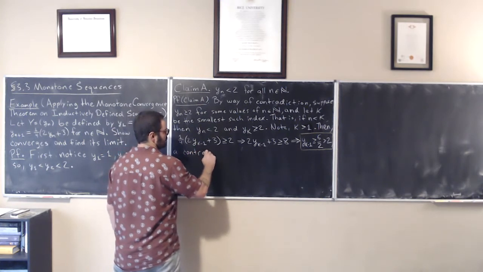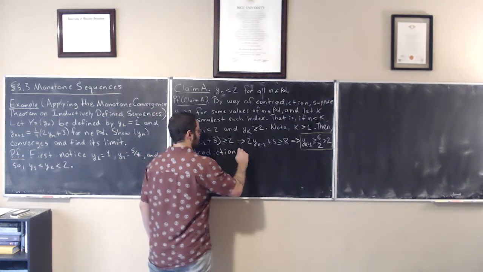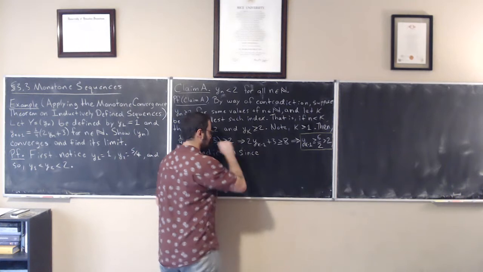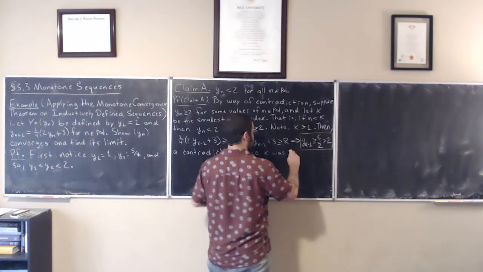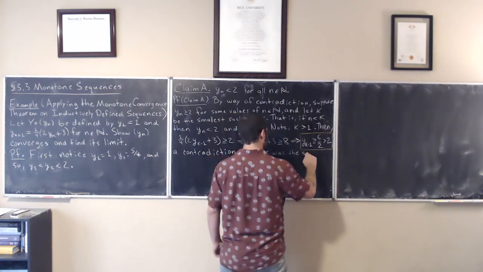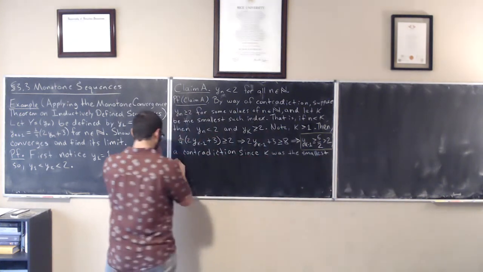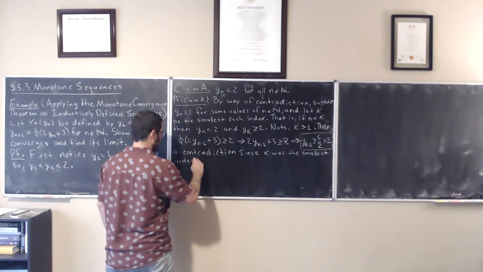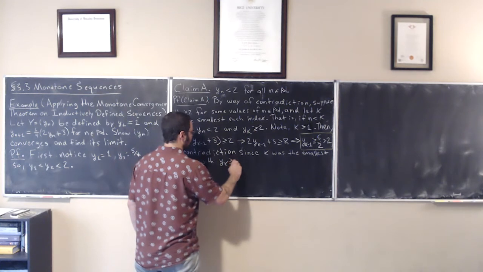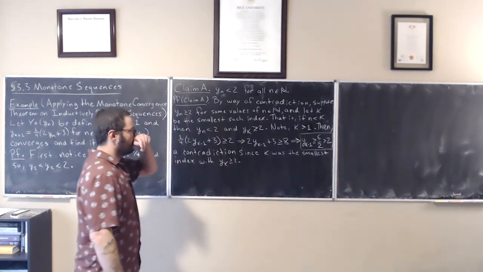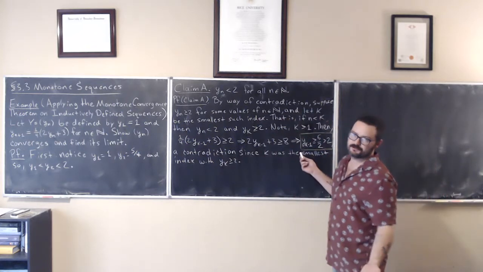Let's write it down. Contradiction, since k was the smallest index with y sub k greater than or equal to 2. All right, so that's our contradiction. It's the smallest, but it's not the smallest.